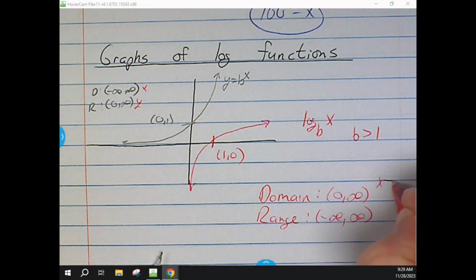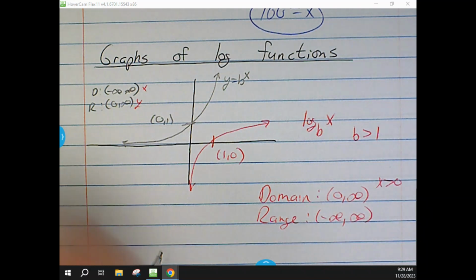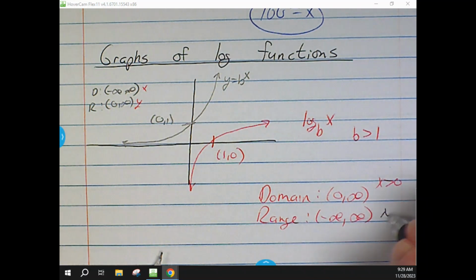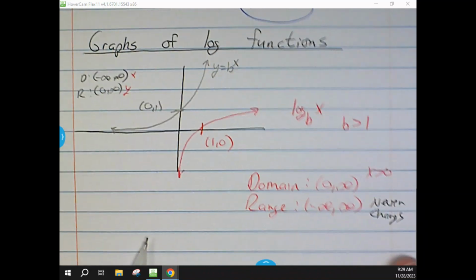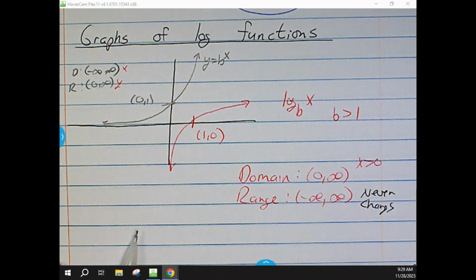So now we're talking about x is greater than 0, and this negative infinity to infinity never changes. By definition for log functions, the range will always be negative infinity to infinity. The only thing that's going to change is the domain, the numbers we can plug in.